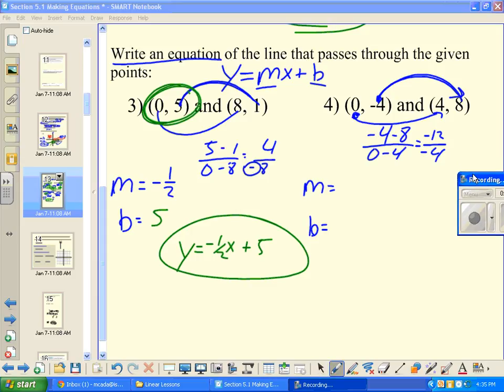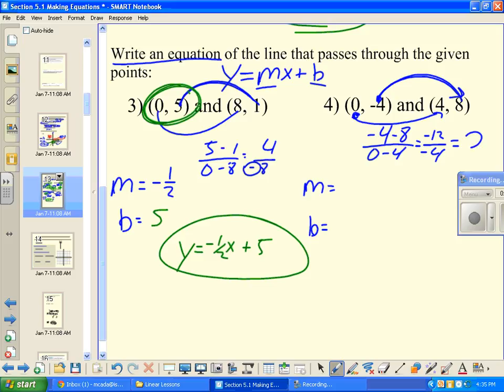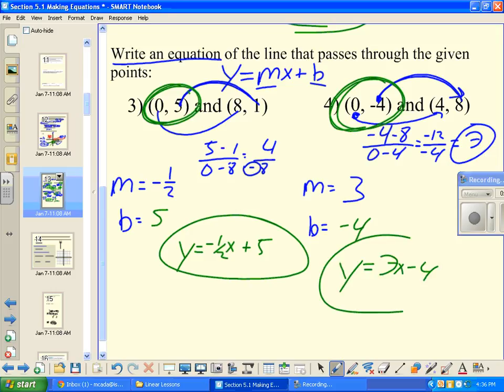Negative divided by negative gives me a positive. 12 divided by 4 just gives me 3. And the other way, it would have given me 3 as well. So just remember, it doesn't matter which way you subtract them, just as long as you stay consistent with however you do it. Then looking for b, looking for the y-intercept. Well, that'd be this point in this case, 0, negative 4. So my y-intercept is negative 4. So this equation ends up being 3x minus 4.